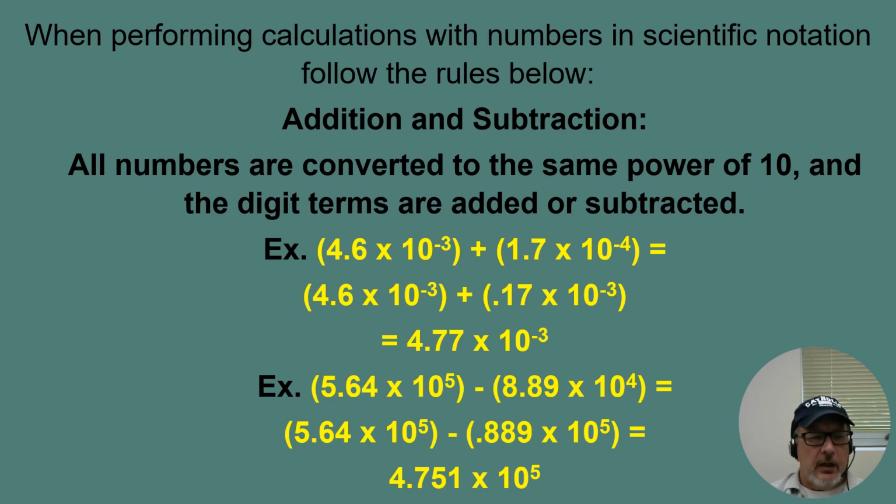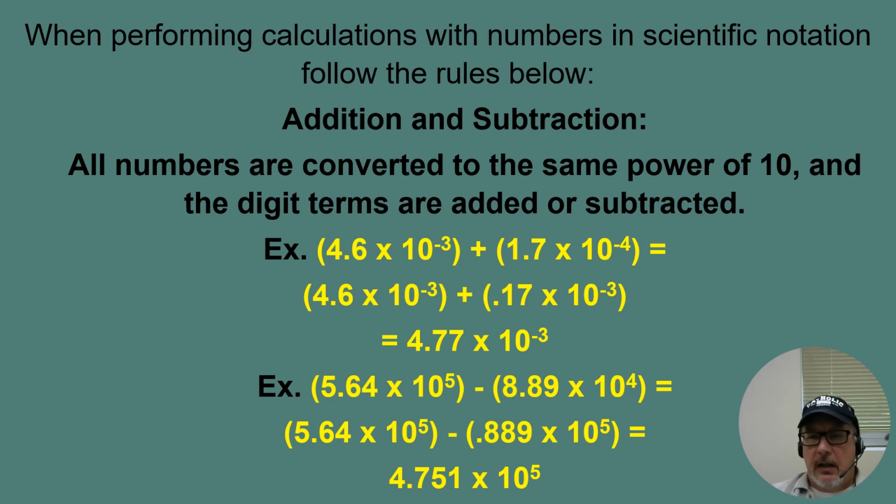Next, we add or subtract the coefficients, the numbers before the power of 10. Then we convert the answer to proper scientific notation with only one digit before the decimal and the power of 10. In this first example, we want to add the two numbers in scientific notation that have different exponents.